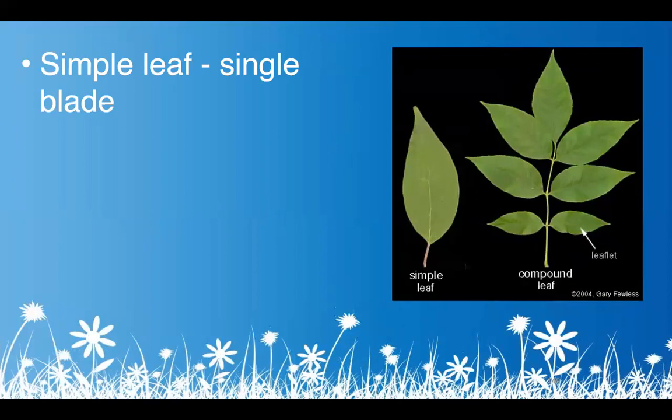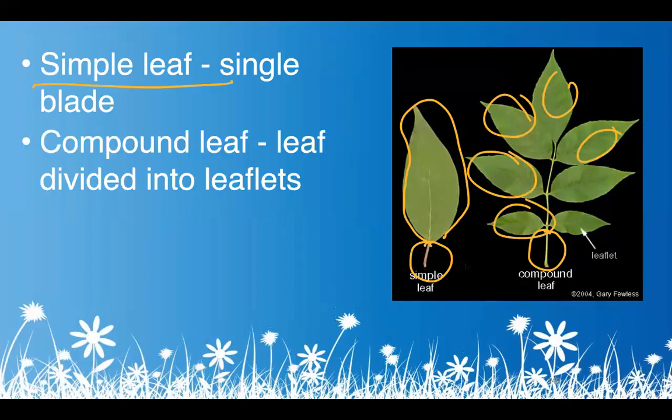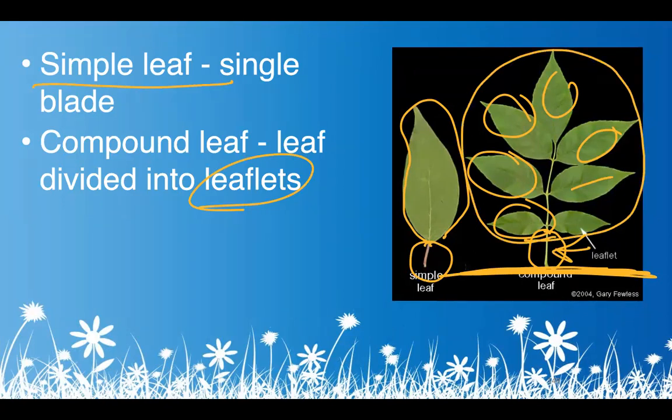Now, leaves can be either simple, compound, or doubly compound. If coming from the petiole is a single blade, that's called a simple leaf. If coming from the petiole are many leaves, that's called a compound leaf. Each of these is called a leaflet. So I imagine if this is the main stem, you've got your petiole, which is the branch that comes off of the stem. And then you look at the structure of the leaf. Is it leaflets or is it a single blade?